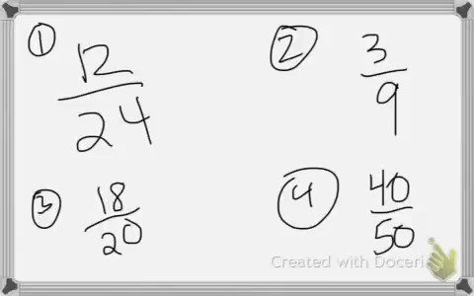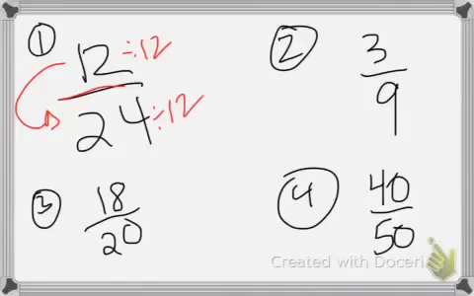I'm going to write down 4 practice problems. Okay, there are your problems. Pause and solve. Alright, let's start in the upper left. One thing you can always do is look, does the top go into the bottom? Because if it does, then you already know what you're going to have to do. 12 goes into 24, so we're going to divide them both by 12. And our answer is going to be 1/2.